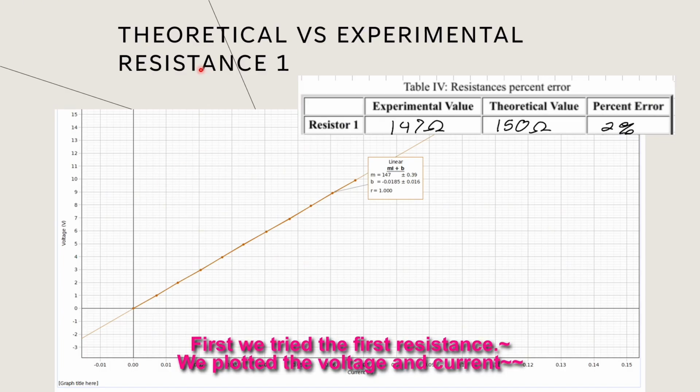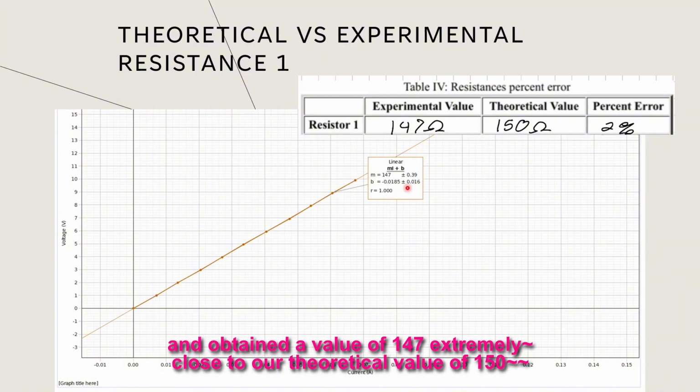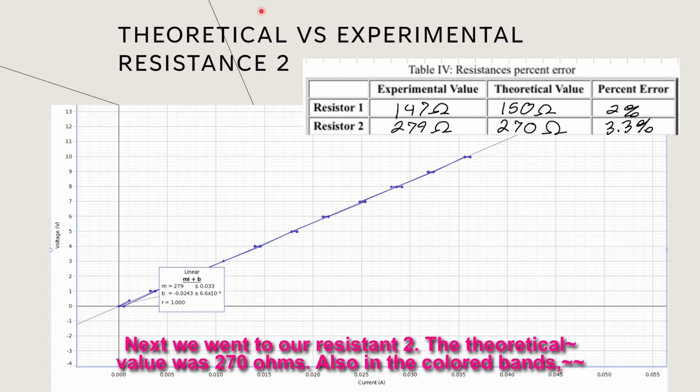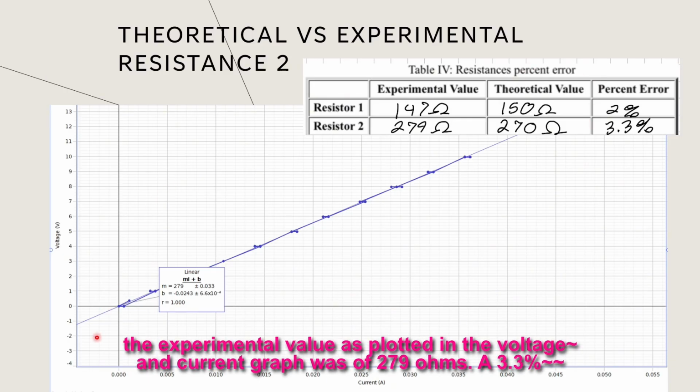First, we tried the first resistor. We plotted the voltage and current and obtained a value of 147, extremely close to our theoretical value of 150 as stated with the color bands on the resistor. Next, we went to our resistor 2. The theoretical value was 270 ohms, also from the color bands. The experimental value, as plotted in the voltage and current graph, was 279 ohms. A 3.3% error was obtained with such value.